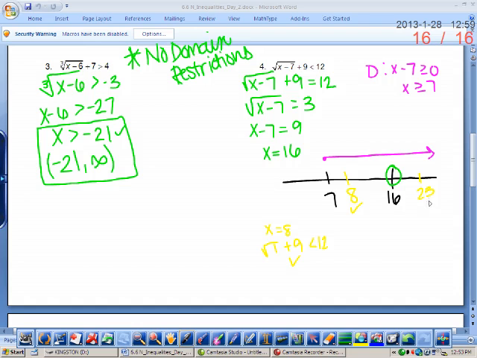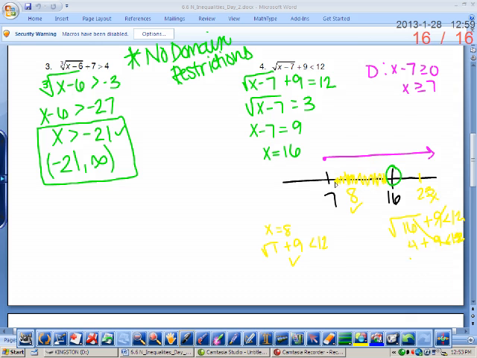23. So the square root of 23 minus 7 is 16 plus 9. I want to know if that is less than 12. Yeah, because this is 4 plus 9, which is 13, which is not less than 12. So 23 doesn't work, so I shade to the left of 16.